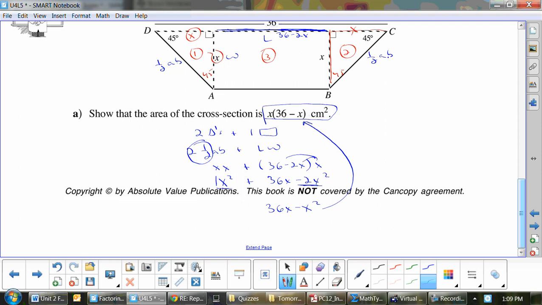I never saw that last time. Okay, so what can I do to make it look like that thing up there? Take an x out, leaving me with 36 minus x. Okay. They gave us the answer. I had to come up with it.